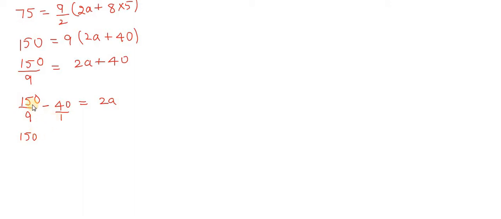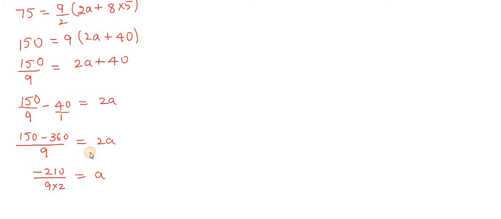Now 150 into 1 is 150, minus 9 into 40. 9 fours are 36, so you can write 360. The whole thing divided by 9 is equal to 2a. Then 150 minus 360 is minus 210, divided by 9 into 2. Why? Because this 2 we need to bring here to isolate a, so that only a is on the right hand side.